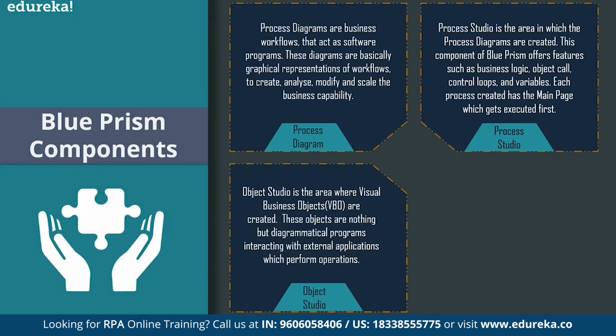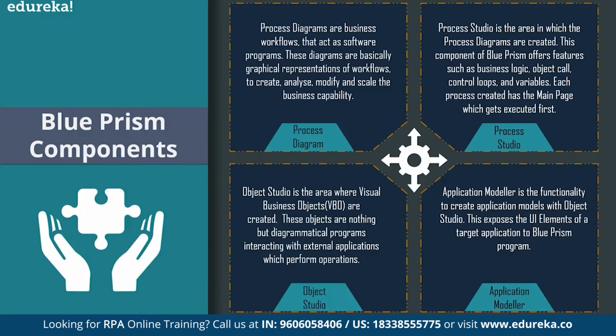Now, moving on to the third component, that is the Object Studio. Almost all the enterprises need to communicate with external applications to automate the task. Since it cannot happen in the Process Studio itself, Blue Prism has a component that is Object Studio. Object Studio is the area where visual business objects are created, and these objects are nothing but diagrammatical programs interacting with the external applications which perform operations, right? One business object provides an interface with only one external application. Also, let me tell you that each Object Studio does not have a main page, but it does have two default pages organized as a flat group, right?